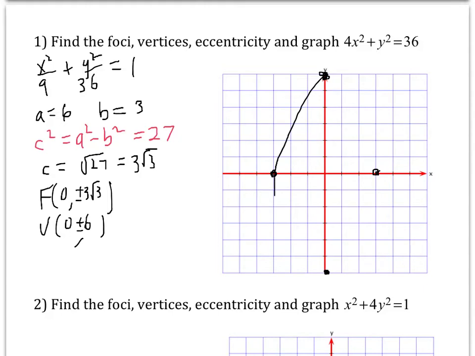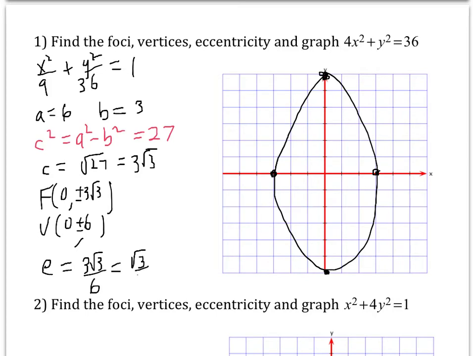The graph looks kind of like this. And the eccentricity would be what? E equals c over a, so it's 3 radical 3 over 6, which is radical 3 over 2.